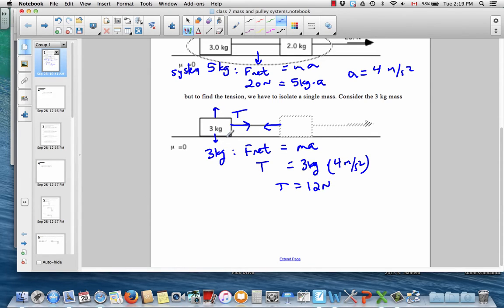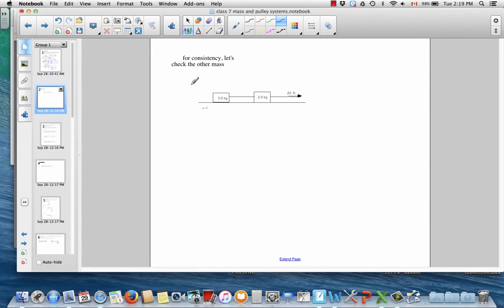Now, we had isolated this mass to draw that conclusion. What if we'd isolated the other mass? Let's just check for consistency. So we just said that there had to be 12 newtons of tension there. The string is going to pull this mass backwards with 12 newtons of force as well. So if we consider the forces acting on this mass, then we know there's 20 newtons pulling it forwards and 12 newtons pulling it backwards.